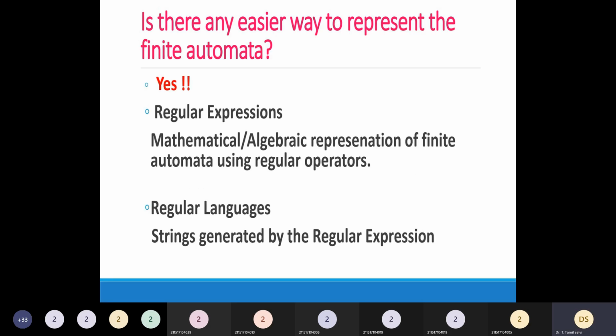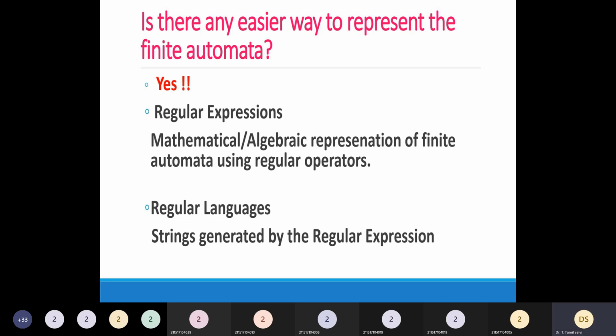So here, is there any easier way to represent the finite automata? Yes, we have an easier way to represent the finite automata. For this, we can use regular expressions. Regular expression means the mathematical or algebraic representation of finite automata using regular operators.